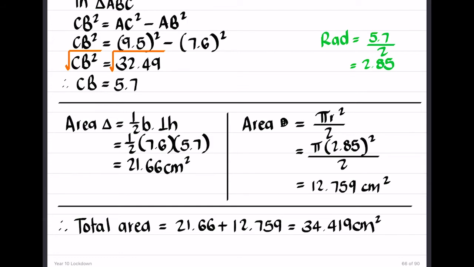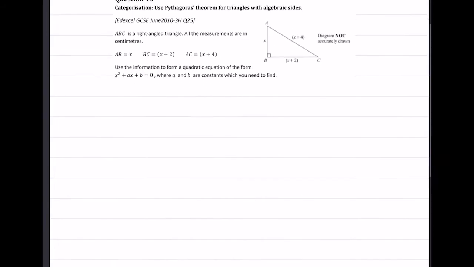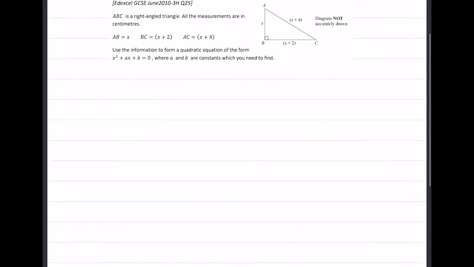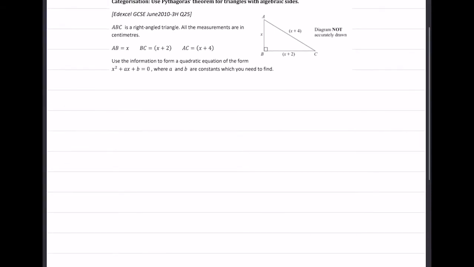The next question says that ABC is a right angled triangle. All the measurements are in centimeters. If you look at the measurements, we have AB being x, BC being x plus 2, and AC being x plus 4. Use the information to form a quadratic equation of the form x squared plus ax plus b equals 0, where a and b are constants, which you need to find.